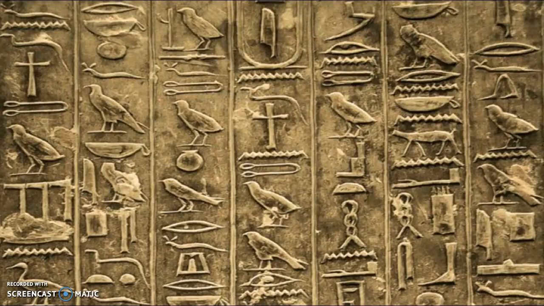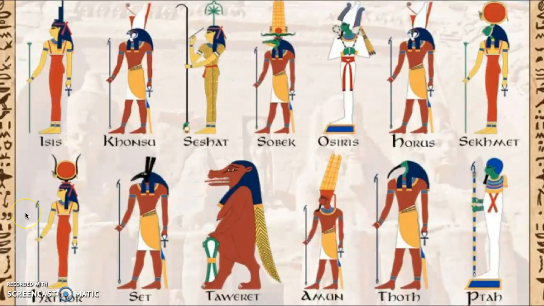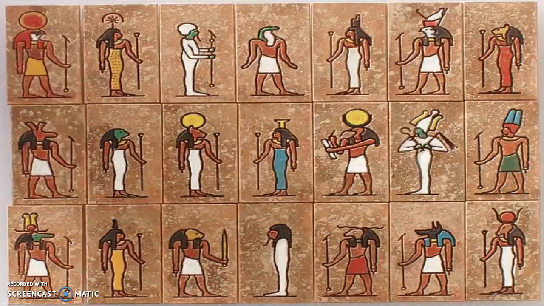Students will learn about ancient Egyptian hieroglyphs. Students will learn to read and write the ancient Egyptian hieroglyphs. Students will learn about ancient Egyptian gods and goddesses. Students will learn about how the ancient Egyptian gods and goddesses frequently had half human and half animal bodies and why.